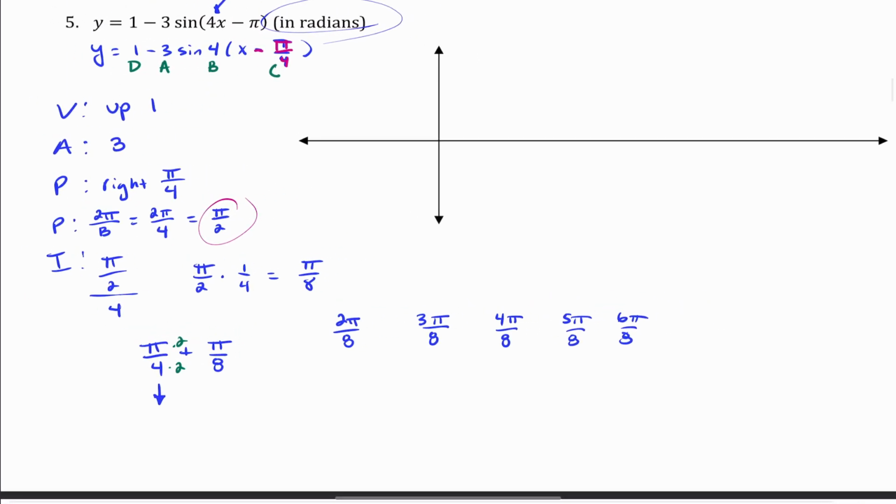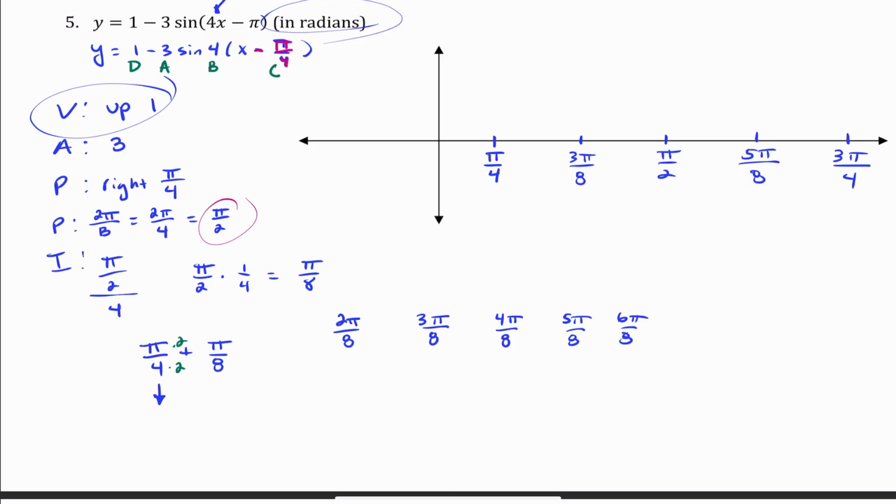So, since we are going right pi over 4, so here is pi over 4, okay? Essentially, that's 2 pi over 8. Another increment, because we're adding a pi over 8, that's 3 pi over 8. This is 4 pi over 8, which gets reduced to pi over 2. And then 5 pi over 8, because that does not get reduced at all. And then 6 pi over 8, that's just 3 pi over 4. Okay? So there you go.